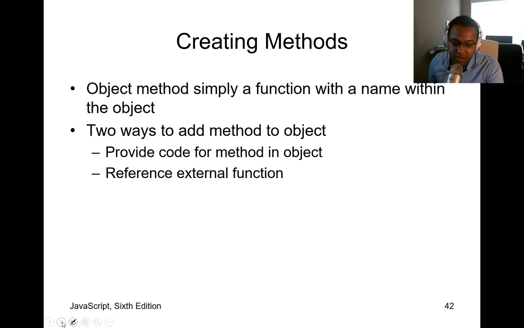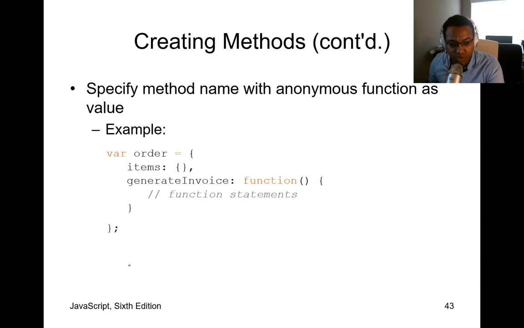So an object method is simply a function with a name within the object. Two ways to add a method to an object are to provide code for the method in the object and to reference an external function. And here's an example. You can have this object, and then I can fill a property, a value of a key, in the object with an anonymous function. And then when I call this order generate invoice key value pair, the function would fire.